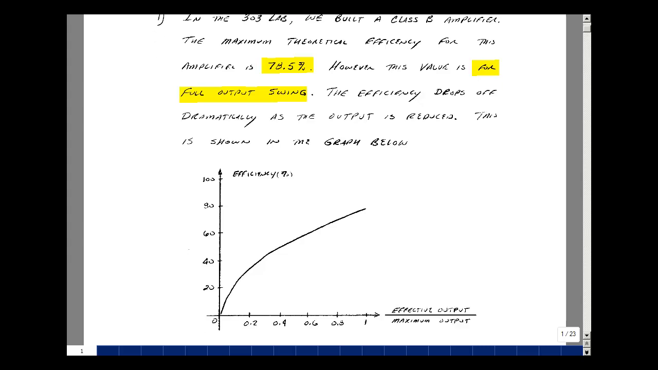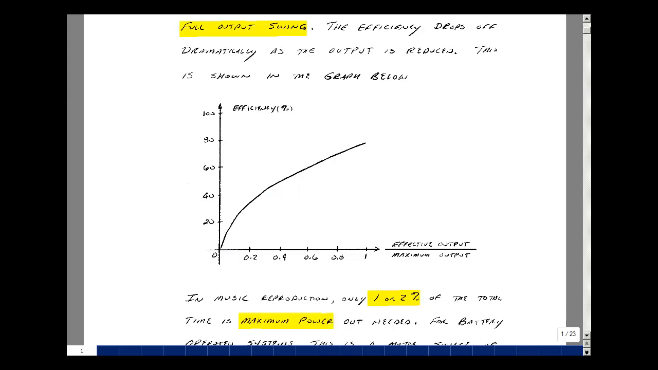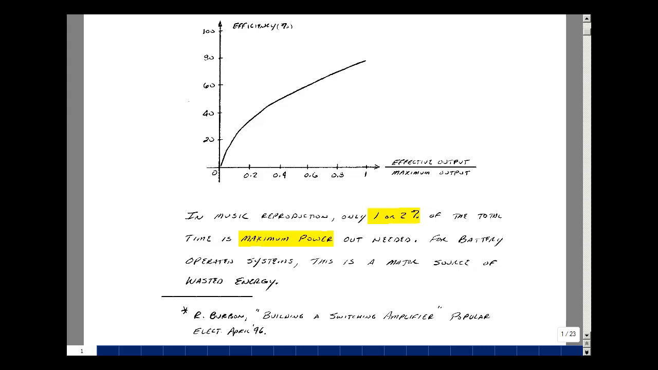Here's a graph showing the efficiency versus the ratio of the effective output versus the maximum output. So here's a ratio of 1. As you can see here, as the signal gets smaller and smaller, the efficiency drops off. When we're reproducing music, only about 1 or 2% of the time do we actually need maximum power out to pick up those peaks in the music. So for battery-operated systems, a Class B amplifier isn't really very efficient.